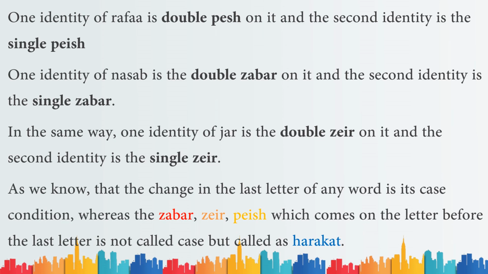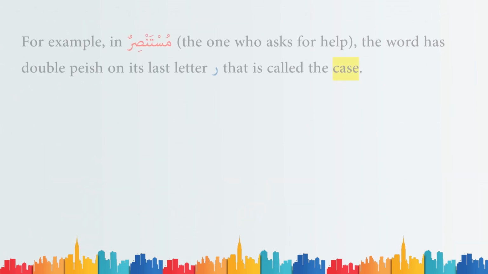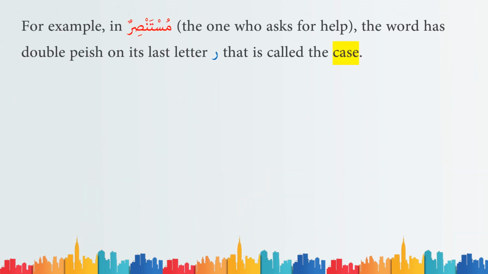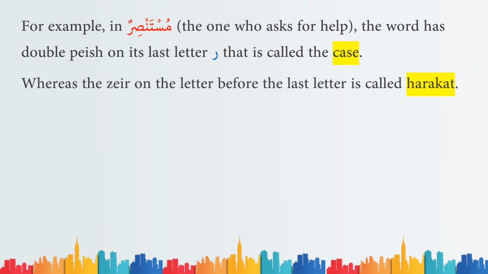whereas the zabar, zair and pesh which comes on the letter before the last letter is not called case but called as haraka. For example, in mustansiru, the one who asks for help, the word has double pesh on its last letter, ra, that is called the case, whereas the zair on the letter before the last letter is called haraka.